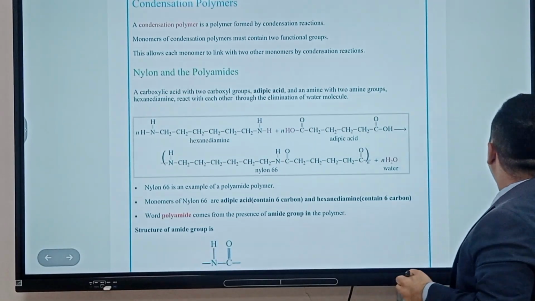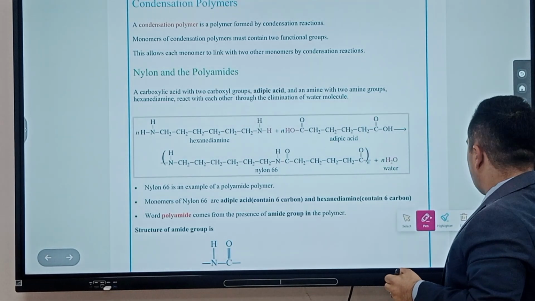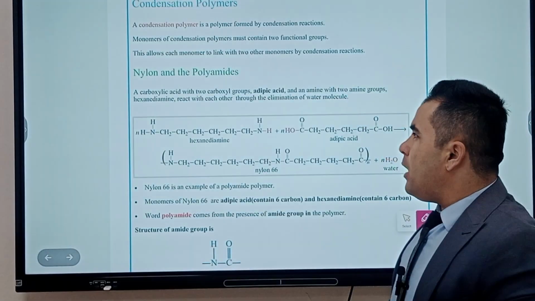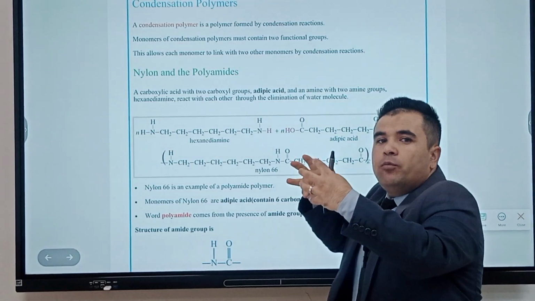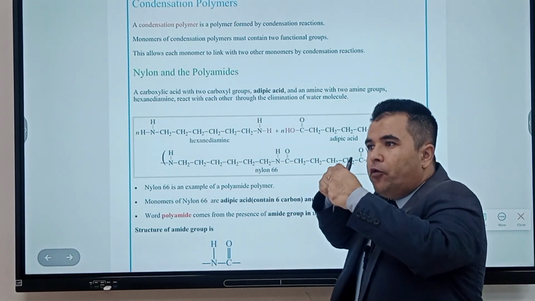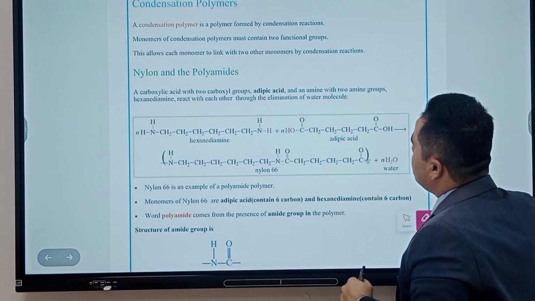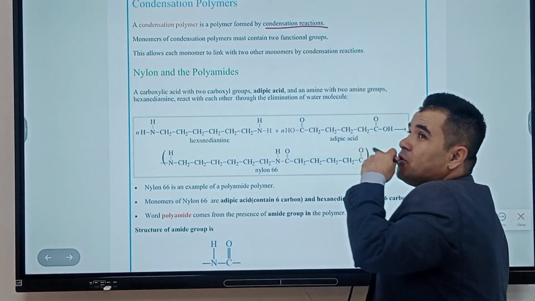Another reaction which polymers undergo is the condensation reaction. We talked about the addition polymer and addition reaction. Let us talk about the condensation reaction. In a condensation reaction, two molecules condense to form a longer molecule, and usually water is a product. A polymer can be formed by the condensation reaction.